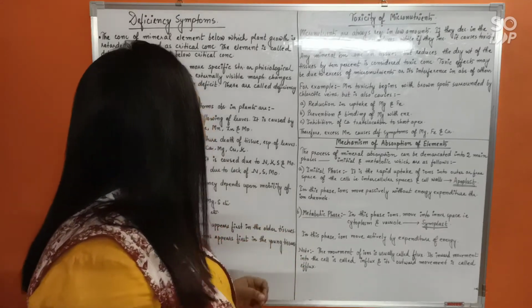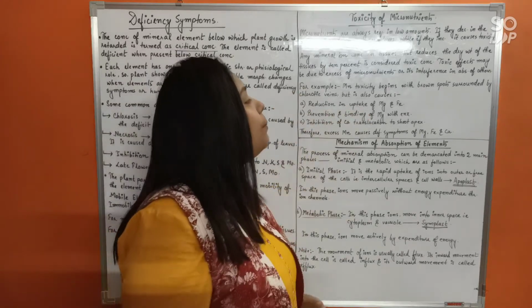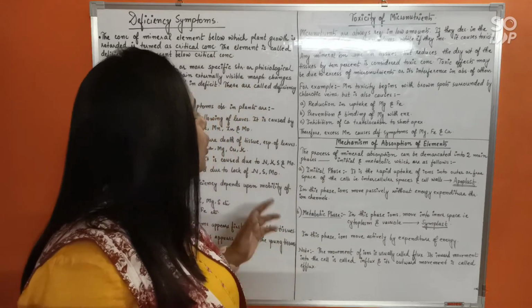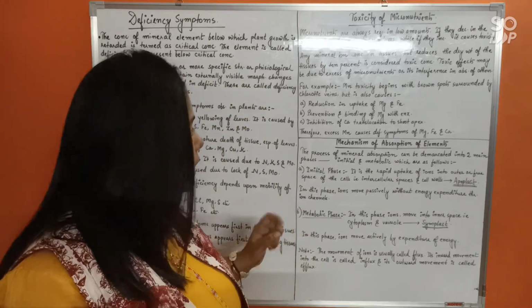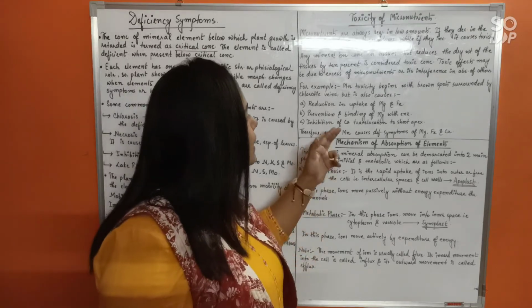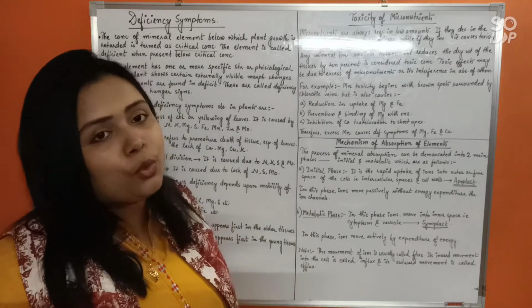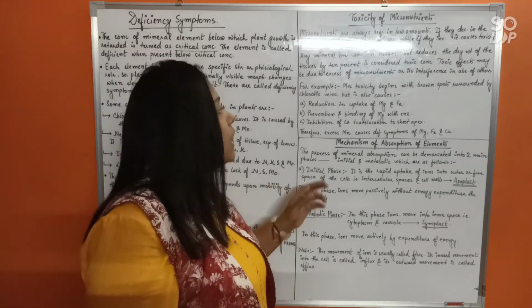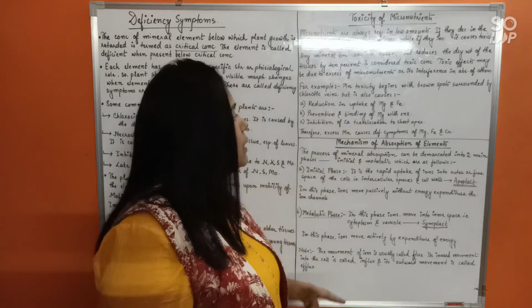Alright, so see here, for example, manganese toxicity begins with brown spots surrounded by chlorotic veins. That is the major symptom of manganese toxicity. When manganese toxicity begins, it will cause brown color spots with chlorotic veins. But it will also cause certain other kinds of interference patterns as well.